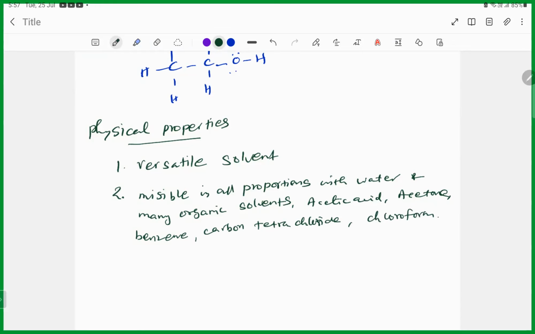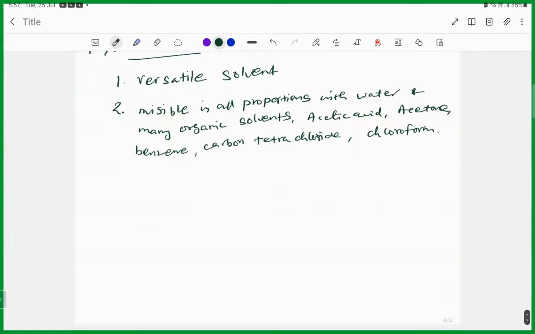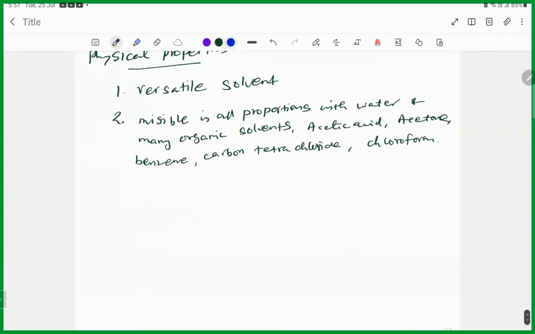The miscibility of ethanol with water contrasts with longer chain alcohols. If the carbon count is 5 or 6, it will not be soluble. So the solubility in water decreases as the number of carbons increases. The polar nature of ethanol, due to the presence of the hydroxyl group, allows it to dissolve many ionic compounds. And then I am taking chemical properties.